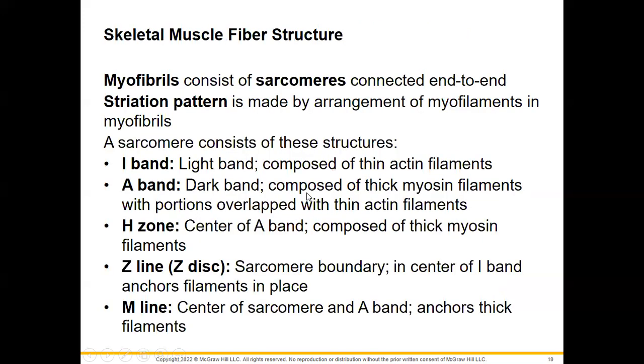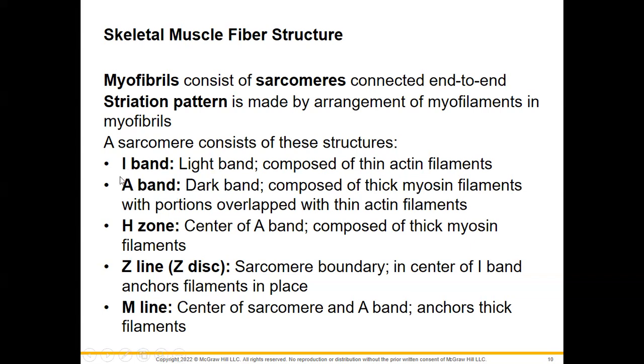Let's go back and look at what those are. So a sarcomere consists of these different structures. You have your I band. I band is your light band. This is the light portion of the striations. This light band is composed of your thin actin filaments. The thin filaments make up the light band, or the band that's light in color. This is called I, the I band. So there's an I in light. So the light bands are your I bands.